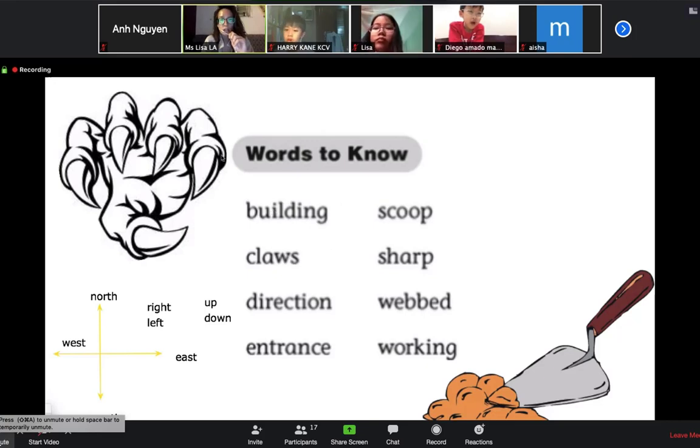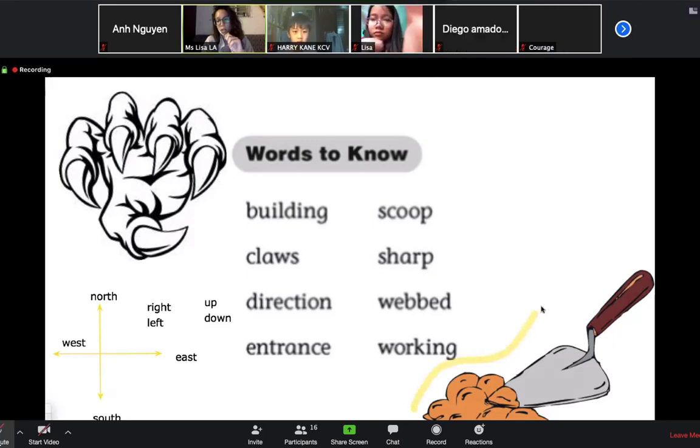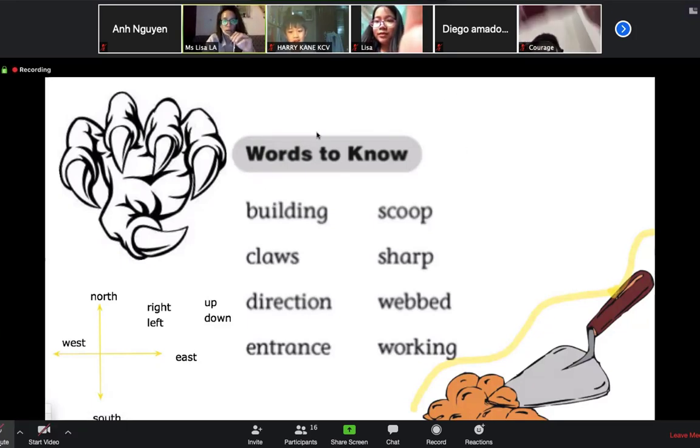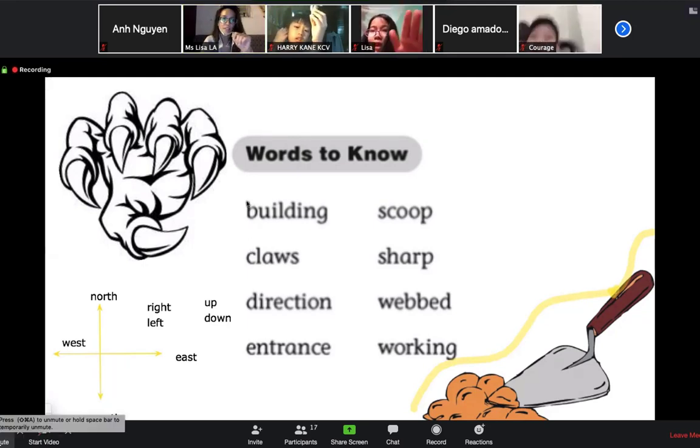Good job. Okay, scoop. Do we all see the scoop at the bottom here? So when we scoop something, we take a big handful and scoop it up. So a beaver can scoop dirt and mud to help make its home. Okay, what about sharp? Ronaldo, tell me something that is sharp. What can we use that is sharp to cut meat and vegetables? A knife. A knife is sharp. We can use it to cut things. Good job.